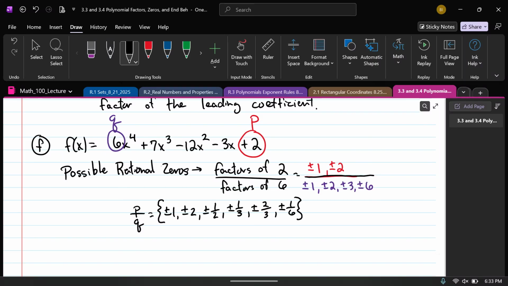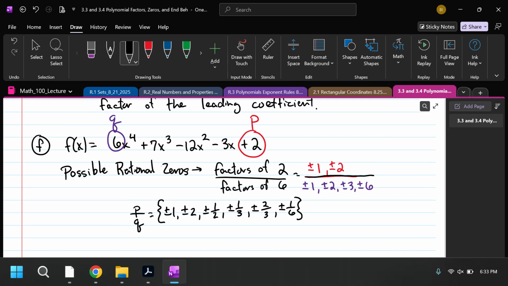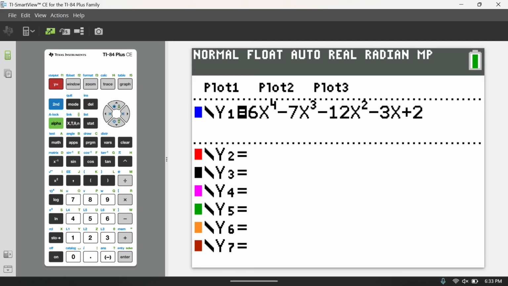On my notes, it's a plus, and I wrote a minus. I apologize. That doesn't affect our P over Q list, though. That's going to affect our graph, so I got to go back in my graph and fix that. Okay, so I'm going to go back to y equals, and I'm going to change that to a plus right there instead of a minus.